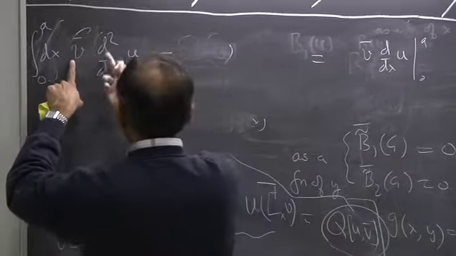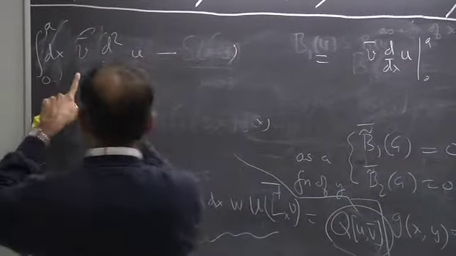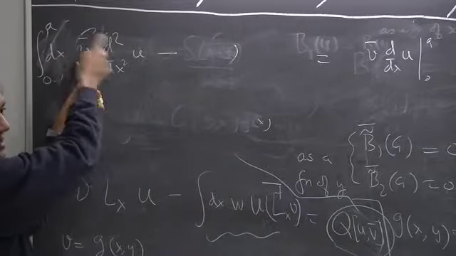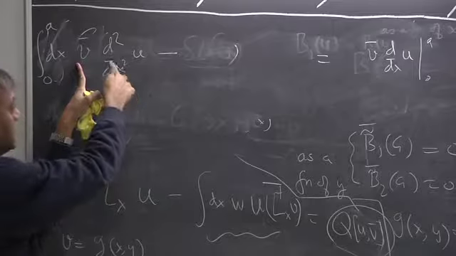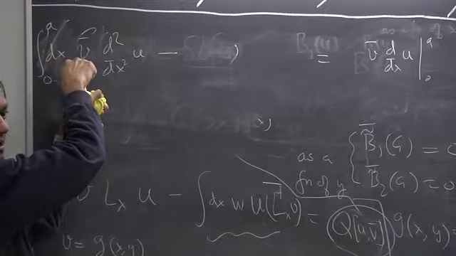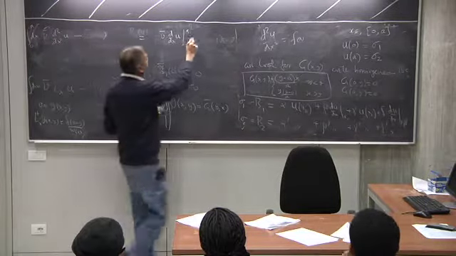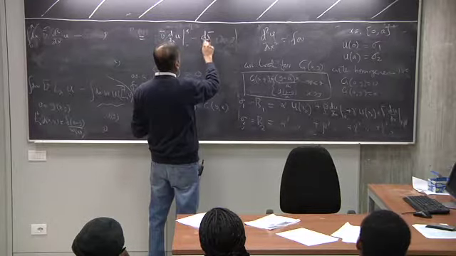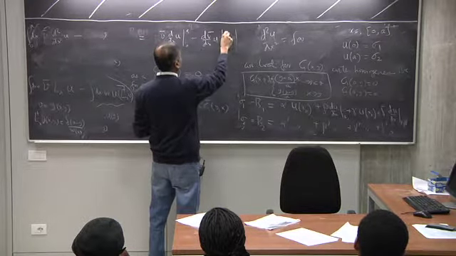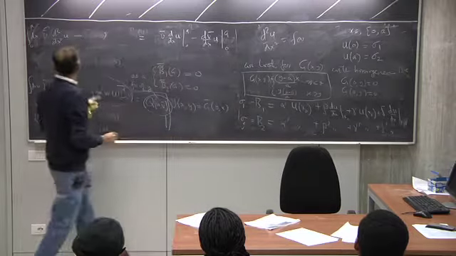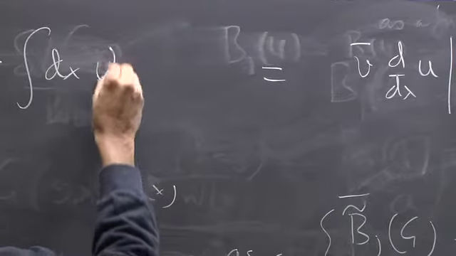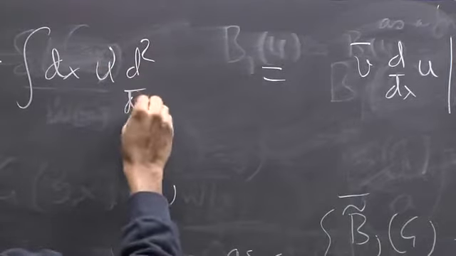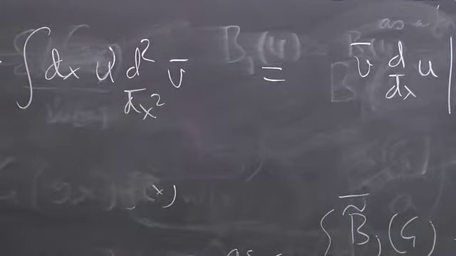Then the term you will get will be, with a minus sign, d by dx v bar times u. Then I do one more partial integration by parts. So I will get here minus dv bar by dx times u evaluated at a and 0. And after that, what I will get is simply the integral dx u d2 by dx2 v bar.